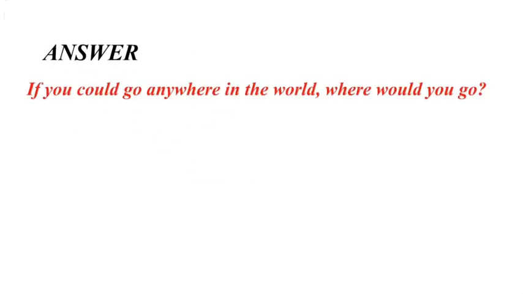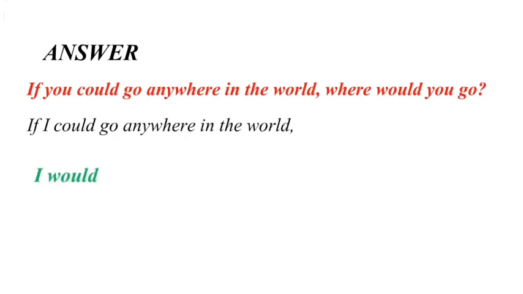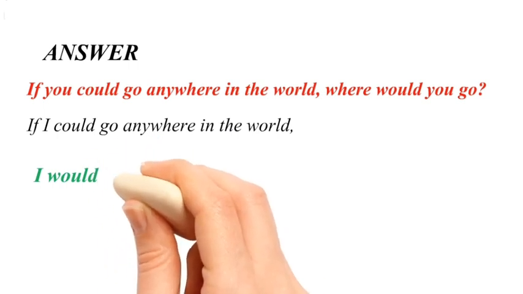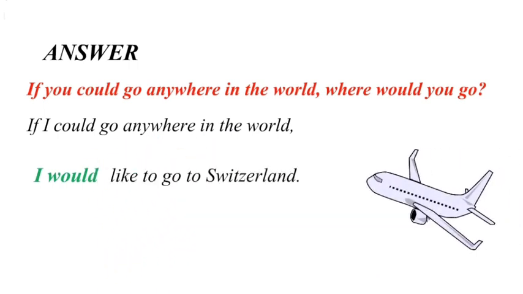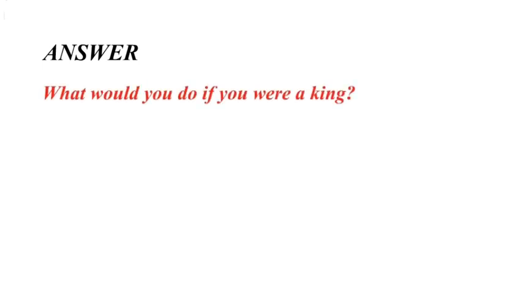Now comes step number 3, that is to answer. So finally we'll answer what exactly the question is asking. Now the remaining answer is only one word. That means you just have to add one word now to answer the entire question. So you would say, I would like to go to Paris, or I would like to go to Switzerland. So with this 3-step technique, you can answer any question. Let's see one more example now. What would you do if you were a king? Now to answer this, we'll follow all these 3 steps.